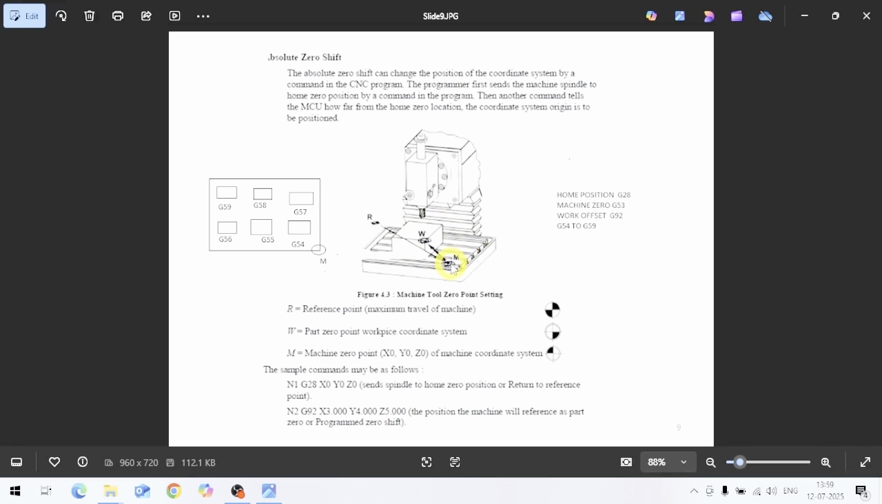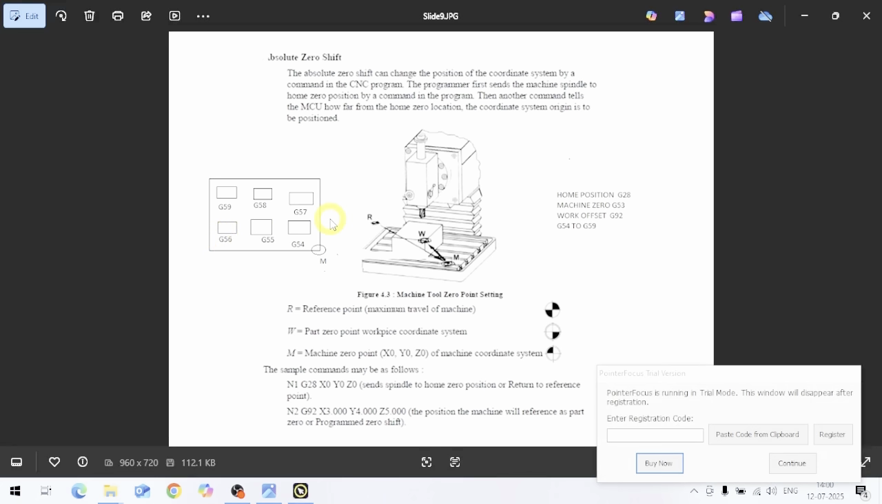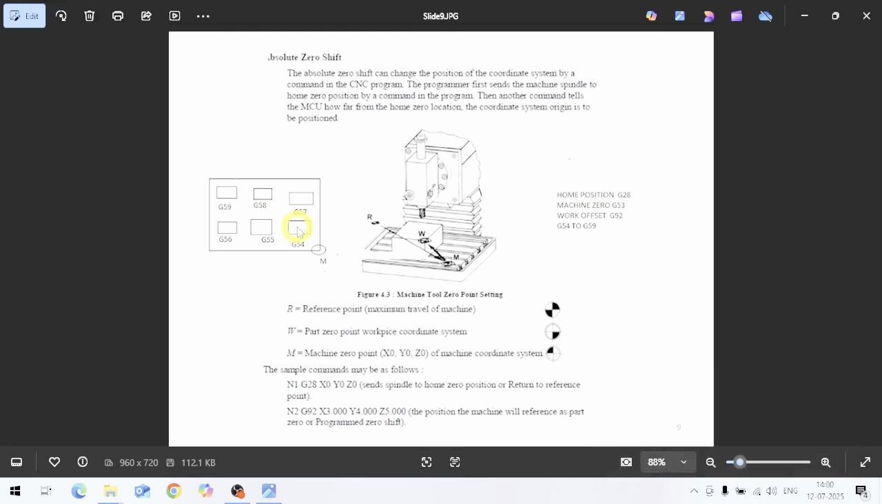From machine 0 to work 0, we should know how much the distance is in all three axes: how much in the x-axis, how much in the y-axis and the z-axis. That value we have to give in the work offset, because there are 6 types of work offsets: G54, G55, G56, G57, G58 and G59. So this is work offset number 1, work offset number 2, 3, 4, 5 and 6. These are the 6 offsets.